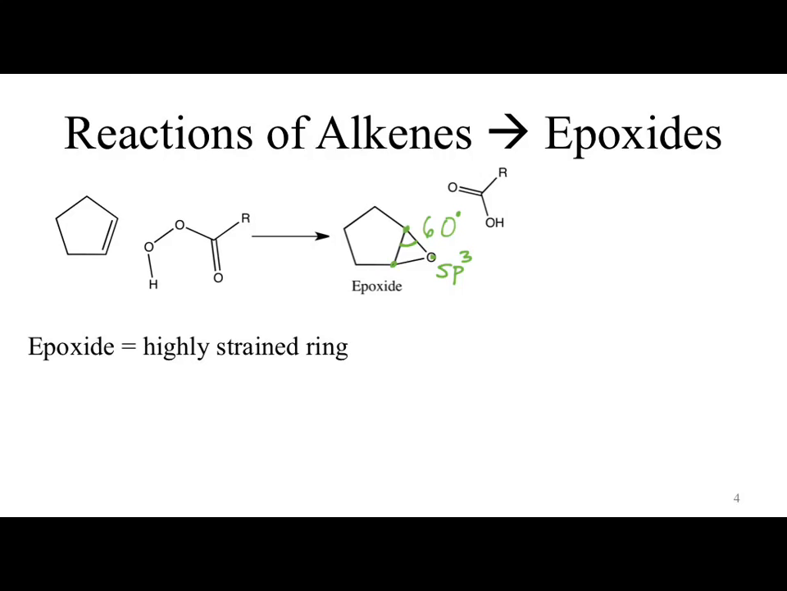sp3. I will leave that to you to make sure you can prove to yourself, which means all three of those atoms want to have what bond angle? 109.5. We are forcing them to be 60 degrees. What does that mean about the energy of that ring? High or low? High. I'm forcing a lot of electron density into the same area. So that ring is extremely stressed and it wants to break open. Okay, so that's what makes the epoxides fun chemistry.